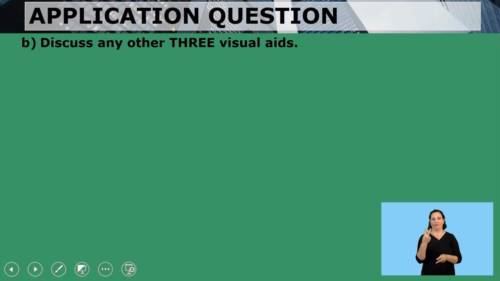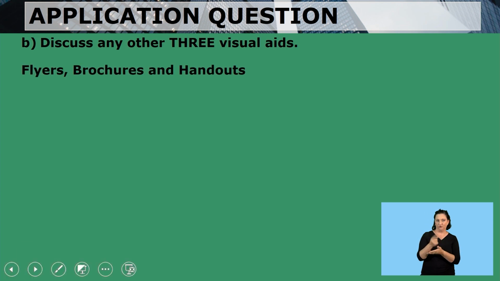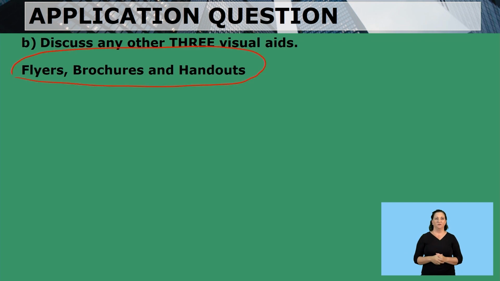Right, the next question says discuss any other three visual aids. What are those other three visual aids? We've got flyers, brochures, or handouts. I hope you can see they all fall under one thing. You must not find yourself saying the first one is flyers, the second one is brochures, the third one is handouts. No, this is one thing. So this basically falls under one umbrella of a visual aid.